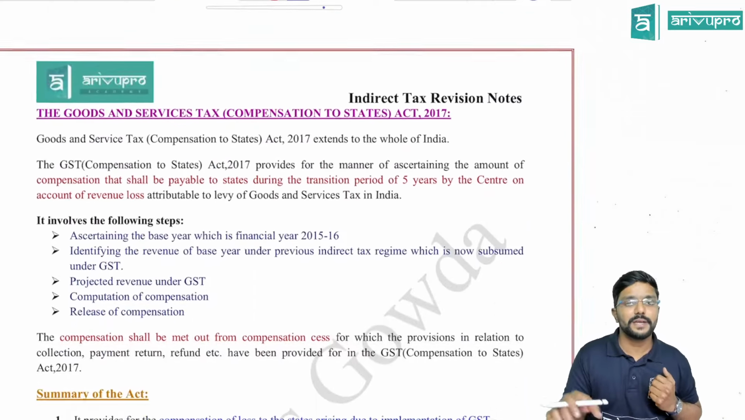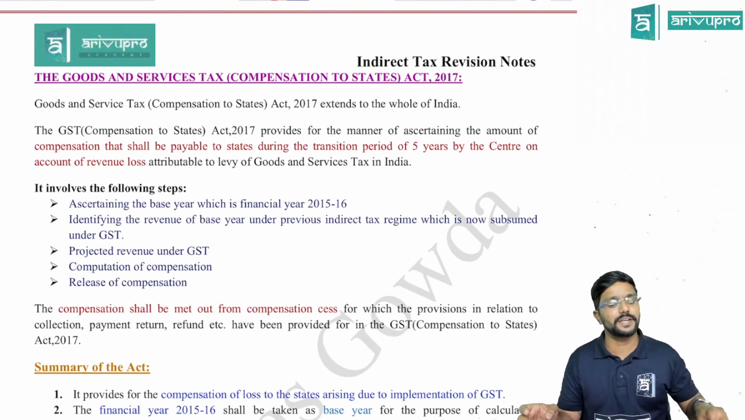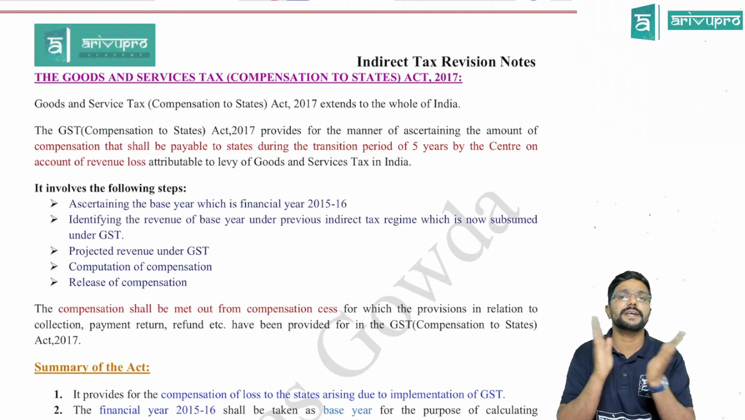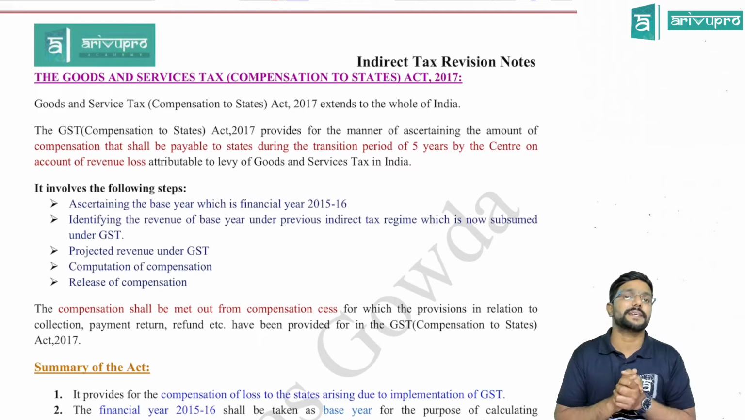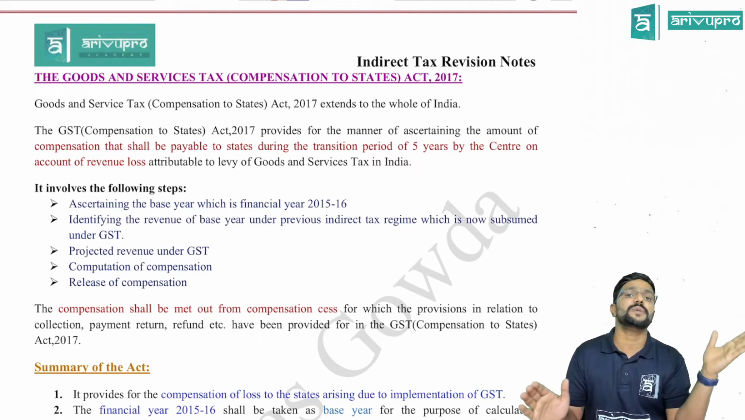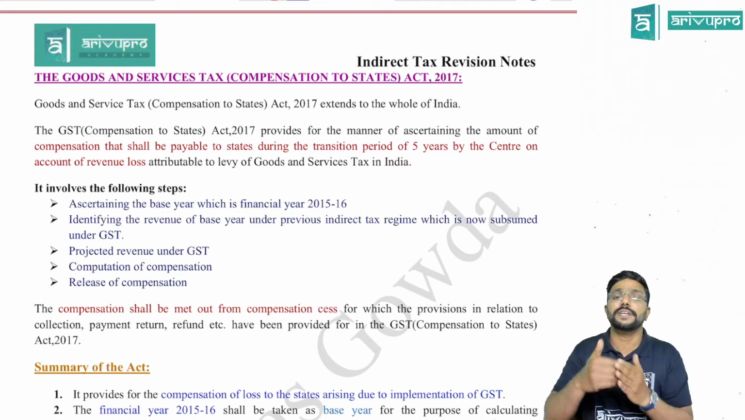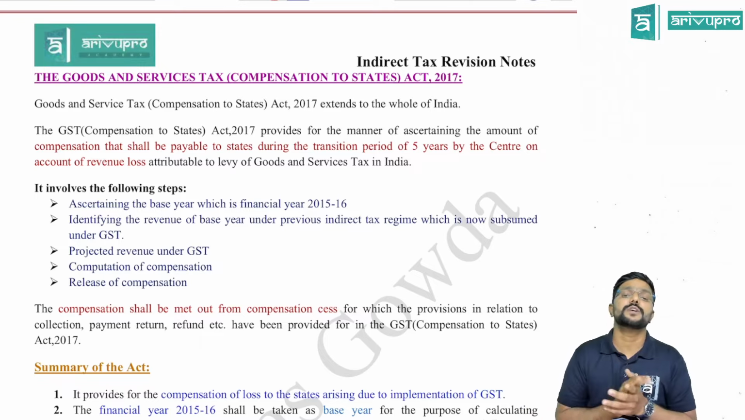Then coming to cess, the Goods and Services Tax Compensation to States Act 2017. When GST was supposed to be implemented, many states had an argument that they would lose revenue under indirect tax. Whatever they were supposed to get under the previous indirect taxes like VAT, CST, service tax and all, they will lose under GST. So that is why the government promised them, if there is any loss of revenue under GST, then we will compensate that to the state.